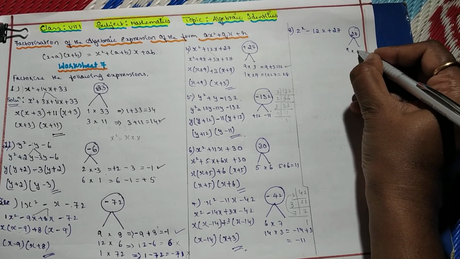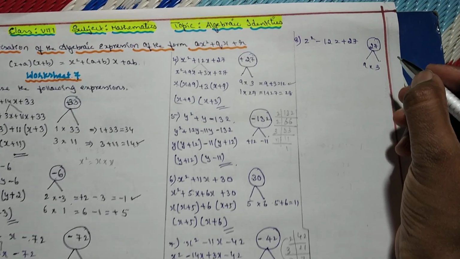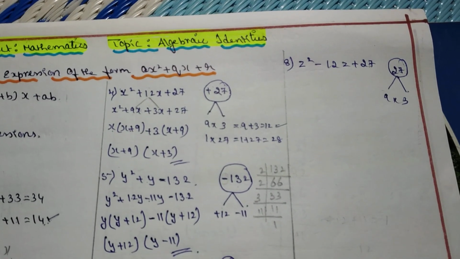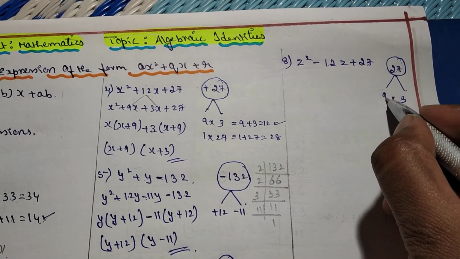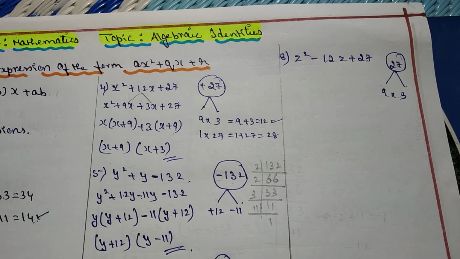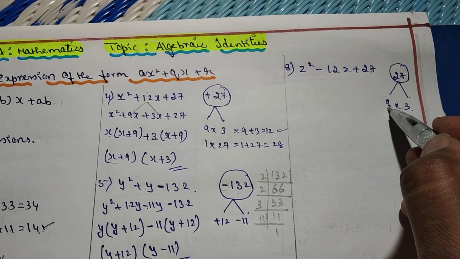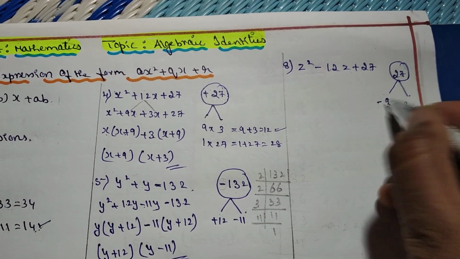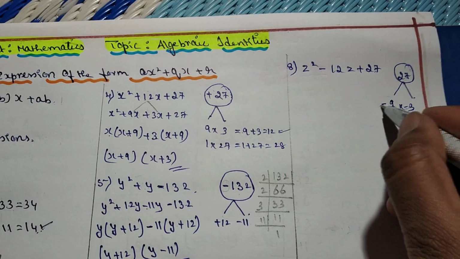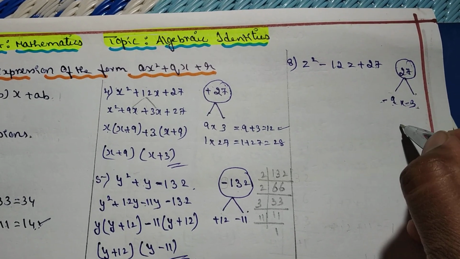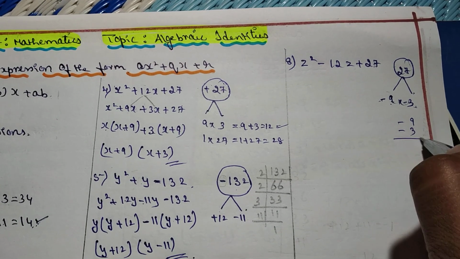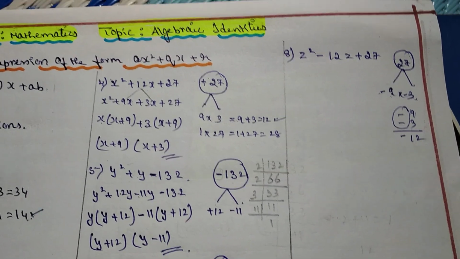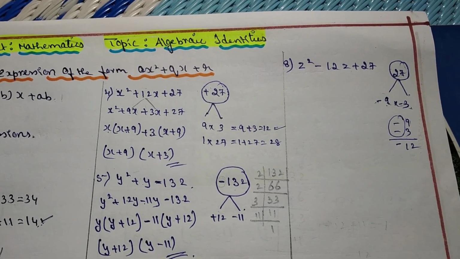9 3s are 27. But remember children, one important point to be noted is that 9 times 3 is 27, yes, well and good, and 9 plus 3 equal to 12, that is also well and good. But which 12 do we have? Minus 12. So I'll take it as minus 9 minus 3. Minus 9 into minus 3 is plus 27. But minus 9 minus 3, keep the sign as it is, since like signs add up the numbers. Minus 12.